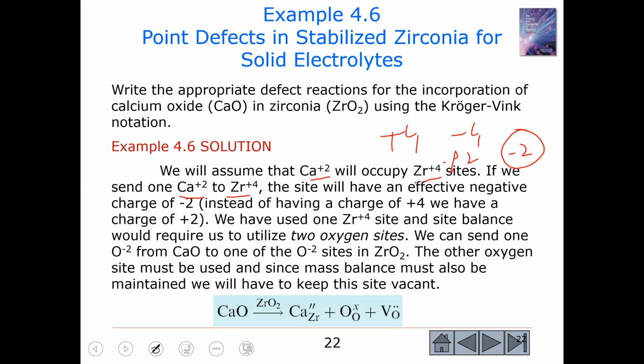The other oxygen site must be used, and since mass balance must also be maintained, we will have to keep this site vacant. So what will happen is calcium oxide is coming into the zirconia, and a negative double charge is going to get created when calcium replaces the zirconium ion. Oxygen is going to replace oxygen, so it will remain neutral. Then we will have to create a vacancy. We have to remove one oxygen in order to balance this double negative charge, right? So this will get balanced.